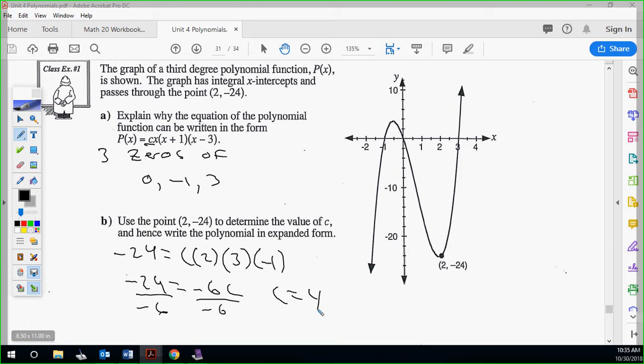Then it wants me to write it in expanded form. So it wants me to FOIL it out now with the 4 as c. What you're going to do is just make that a 4x. Let's go ahead and FOIL that out. So the x plus 1 times x minus 3, that's what I'm doing right now. I'm going to write the 4x here. And when I FOIL x plus 1 times x minus 3, I should get x squared minus 2x minus 3. And now I'm going to distribute the 4x in.